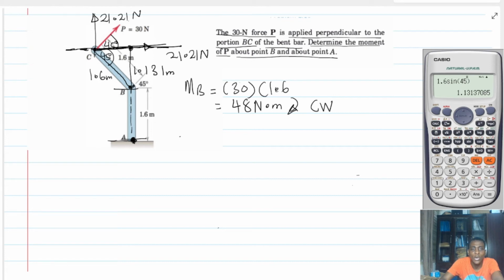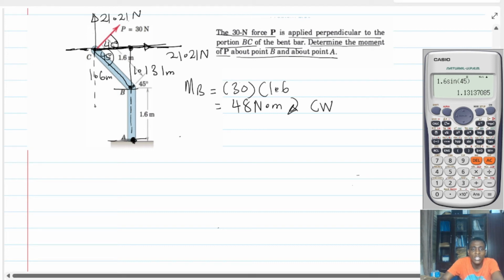And then we also have to find the moment arm for the vertical force. In fact, the line of action of the vertical force is here. This one. So we need a distance from here to meet this. And this distance is also the same as this distance here. So here we're going to have 1.6 cosine 45. I hope it's clear, because that distance here is actually the same as this distance here.